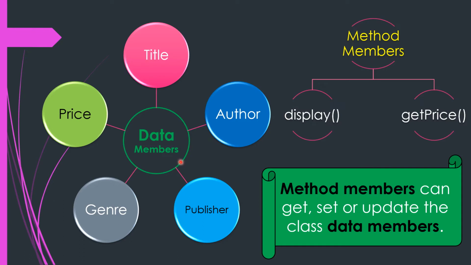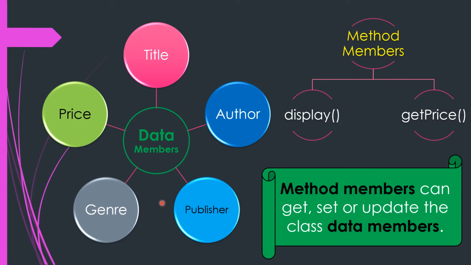Now coming to the relation between data members and method members. Method members, as I just told you, are used to perform certain actions on the object. So whenever we want to perform an action on the object, we are going to use the method member. But what will be the impact of the action? Means who will be affected by that action? These data members. Whatever action we perform using the method members, it will be reflected in the data members.